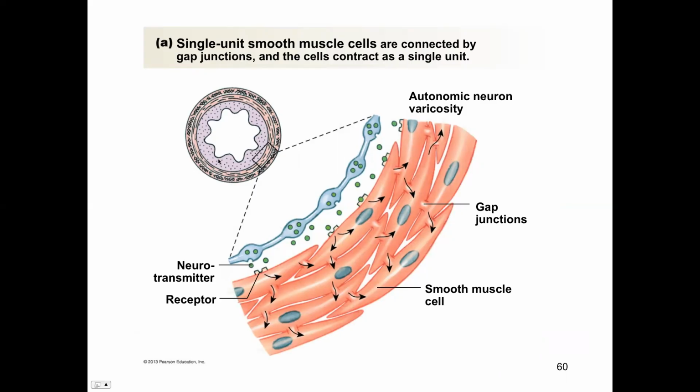So you can imagine here, this is the gut, and you've got your two layers, your circular and then your right angles longitudinal smooth muscle. And you're going to want these to contract together as a single unit. All right. And there are these swellings where the neurotransmitter is released from the neurons, called varicosities. And then it comes down here, and some of the cells have the receptors, and then they pass the information on to the other cells using the gap junctions.